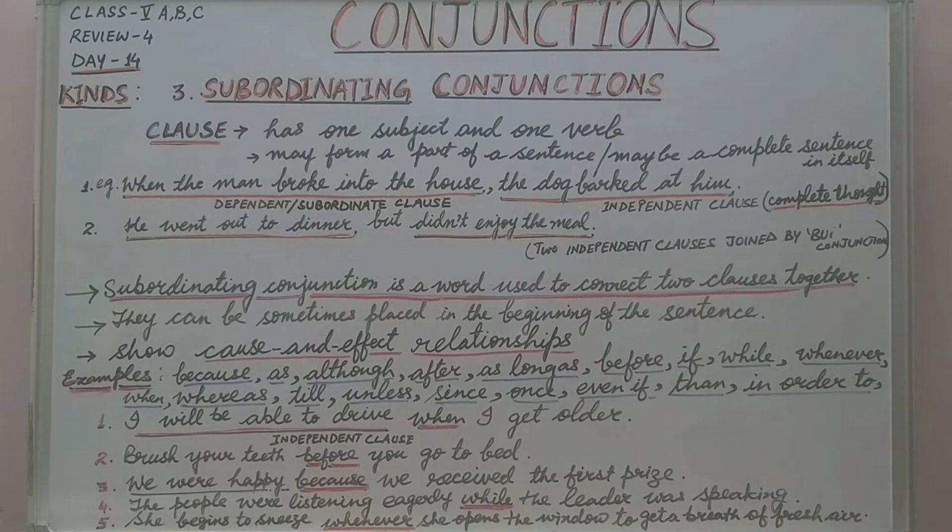Good morning, students. We are doing the kinds of conjunctions and we've already done the first two kinds, that is coordinating conjunctions and correlative conjunctions. Today we will start the third one, that is subordinating conjunctions.